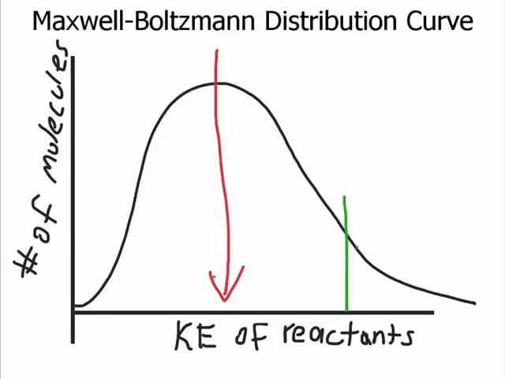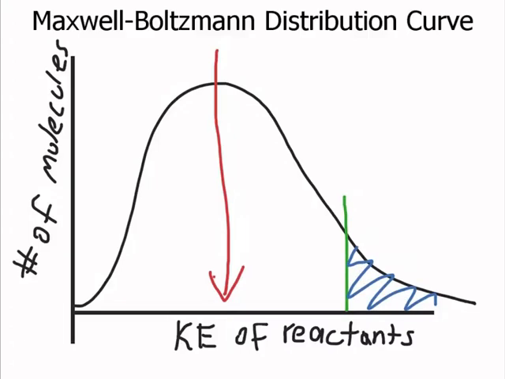So that means that all the molecules in this space have enough kinetic energy in order to proceed with the reaction. And as you can see with this graph, only a very small percentage of all the molecules in this curve actually have enough kinetic energy to get over this activation energy.